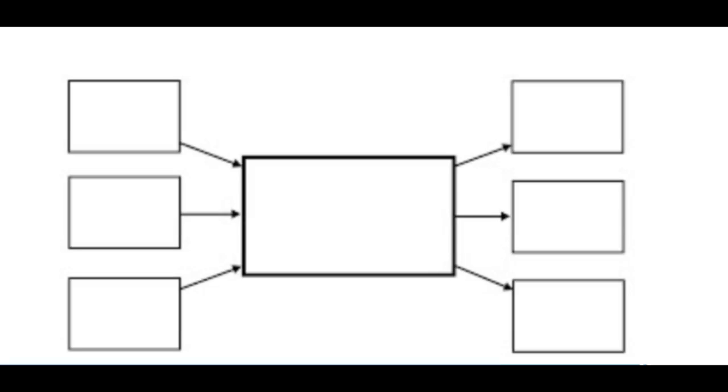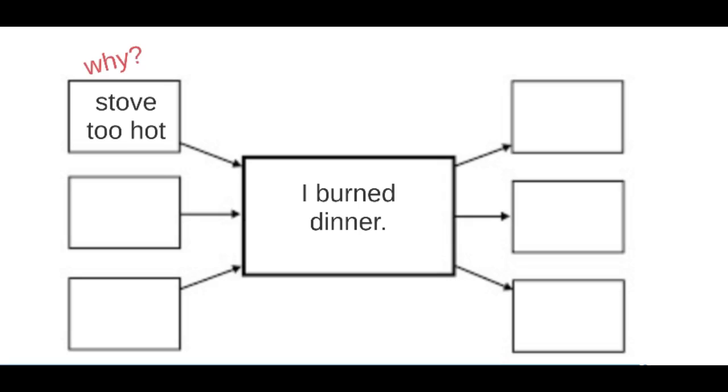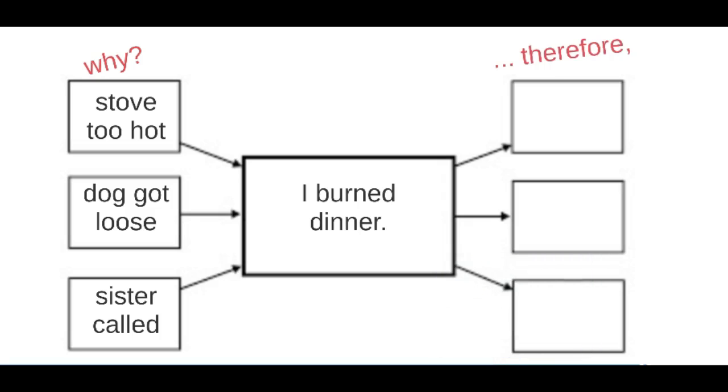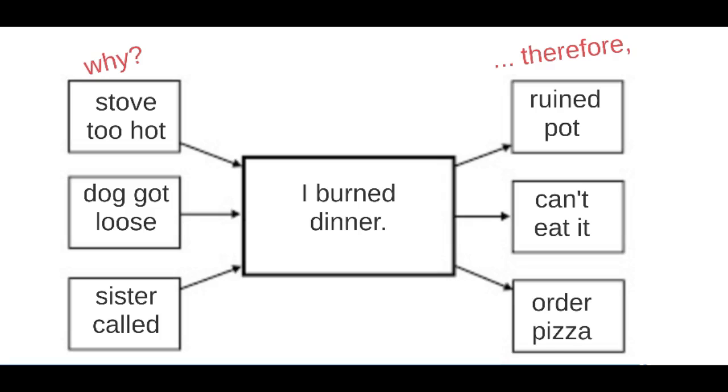So let's try one. And this one I have the template set up and we'll just fill it in. Although generally it's better for you to make your own starting with the words and not have a template. I burned dinner. It's a complete sentence. Why? Well, because the stove was too hot and because the dog got loose, I had to go chase it, and then after that my sister called and I got distracted. I burned dinner, therefore I ruined my pot. And it was inedible. So now I have to order a pizza, which is not all that bad. I think I might burn dinner again tonight.